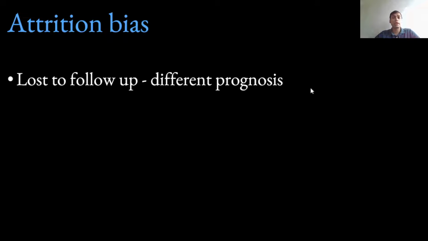It occurs when the patients are lost to follow up. That is, the sample size has undergone attrition. So the people who have been lost to follow up have a different prognosis than the patients who actually showed up in the follow up sessions. So this can inadvertently result in a systematic error or bias being introduced in our study.